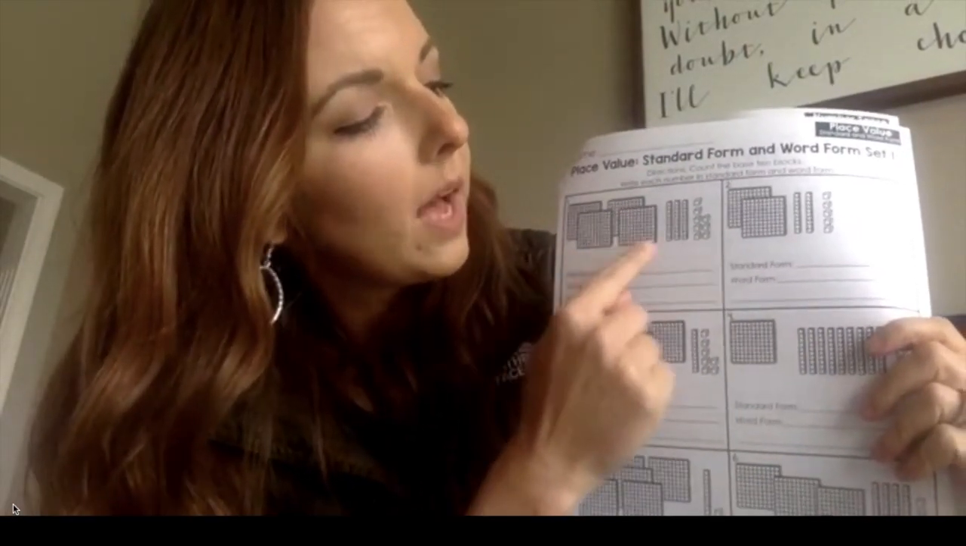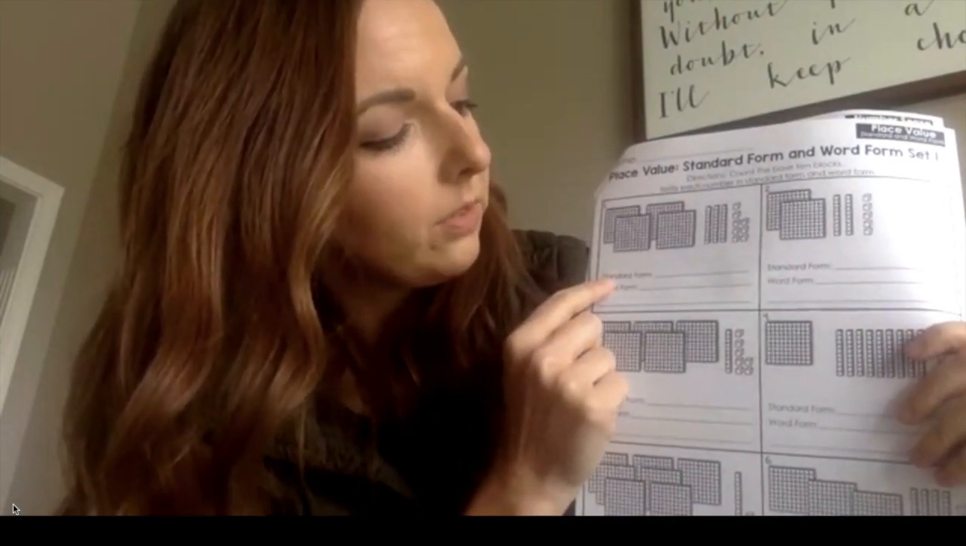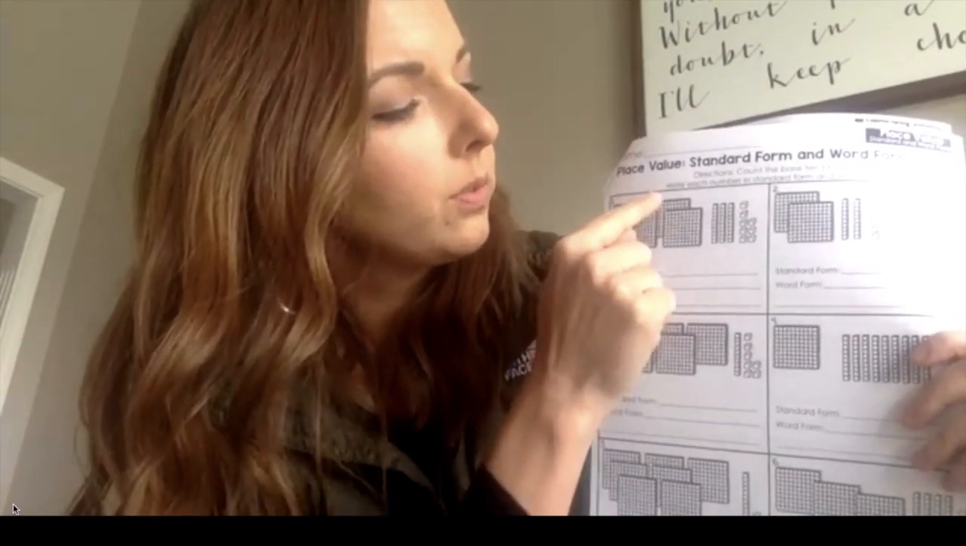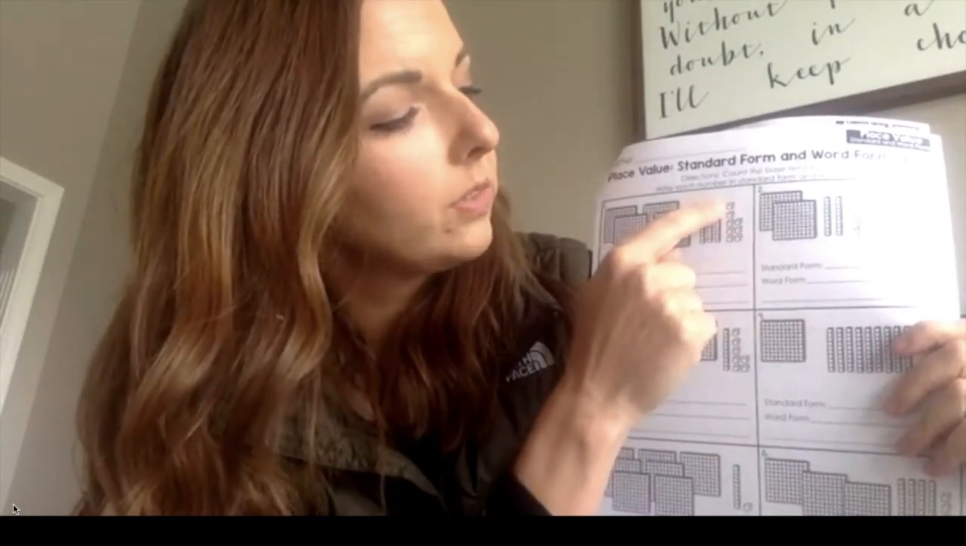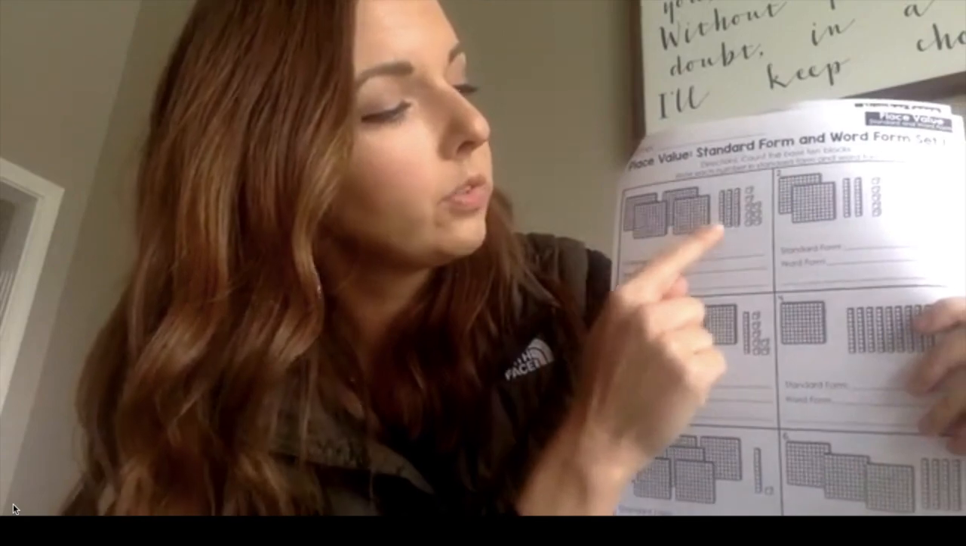Your next page, it's place value. You have your hundreds blocks, your tens rods, and those ones cubes. The first thing it's asking you to do is write the number in standard form. That's just the normal way we write a number. So if we look at this picture right here, we have 1, 2, 3, 4 hundreds. Then we have 1, 2, 3 tens. And then if we look at our ones, you have 1, 2, 3, 4, 5, 6, 7, 8. So your standard form would be 438.